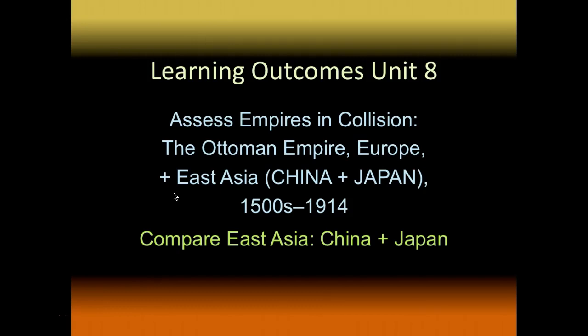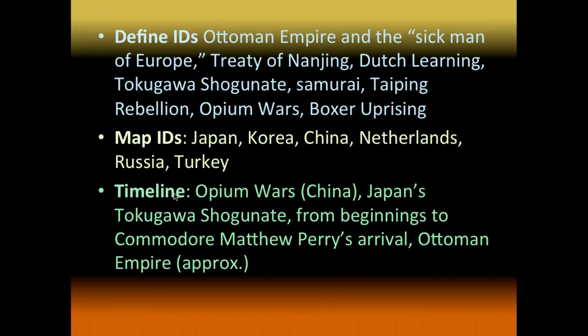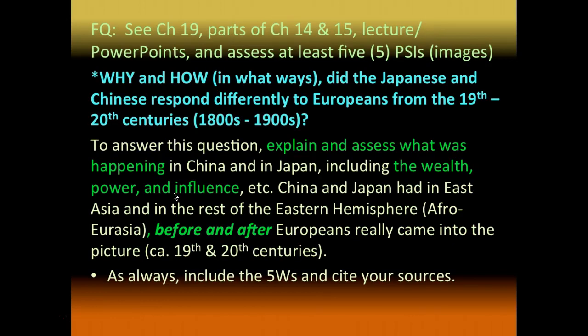Our focus, however, will be the 19th and early 20th centuries, so the 1800s and the early 1900s. And our focus question, and what we will be comparing for this unit, is China and Japan. Our ID words, map IDs, and timeline items are always in the beginning of the PowerPoint for you to reference. And our focus question focuses on comparing China to Japan and how they responded to Europeans in the 19th and 20th centuries.